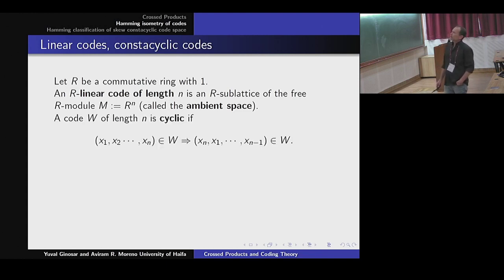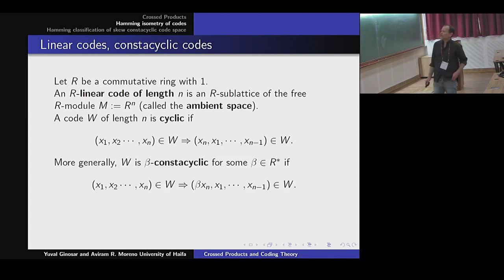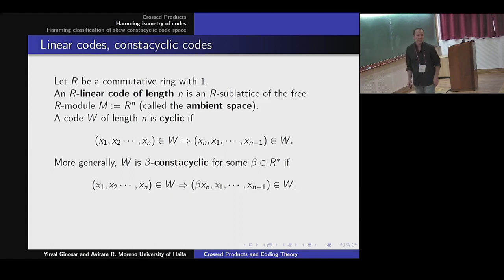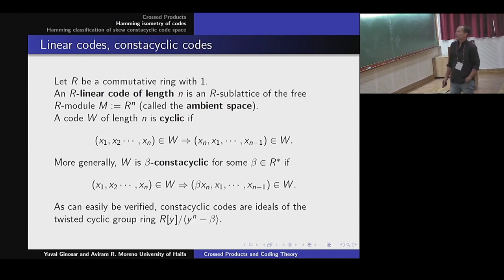A code W of length n is cyclic if it is invariant to cycles, meaning that if x1, x2 to xn is in the code, then so is xn, x1, and so on to xn minus 1. These are very, very well-studied codes, cyclic codes. More generally, W is beta constacyclic for some invertible element beta if, in addition to the cycle, we add to the first component this beta. This is also well-studied. These are also well-studied codes.